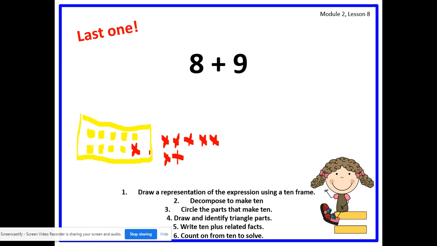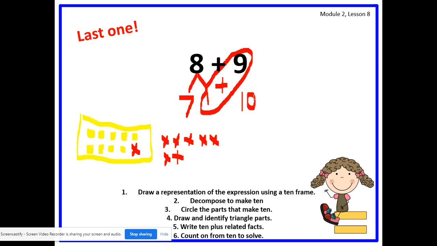Go ahead and decompose to make 10. Press play to check your work. You should have decomposed into 1 and 7 because you have 1 inside your 10 frame, 7 outside your 10 frame. Now circle the parts that make 10. Press play to check your work. So you should be circling 9 plus 1 and writing a 10 on the side.